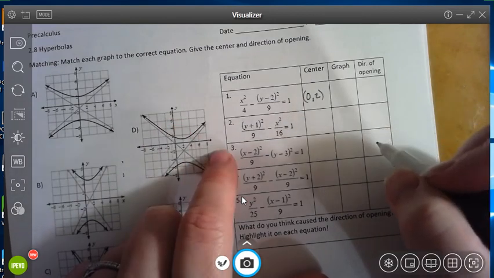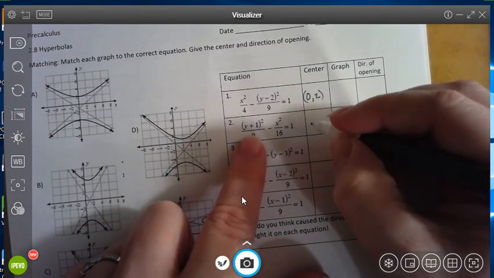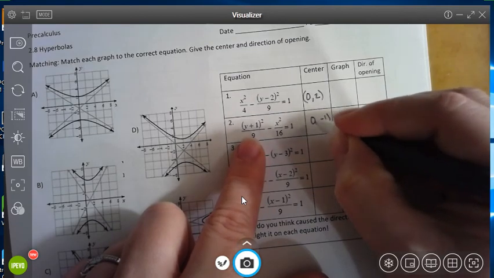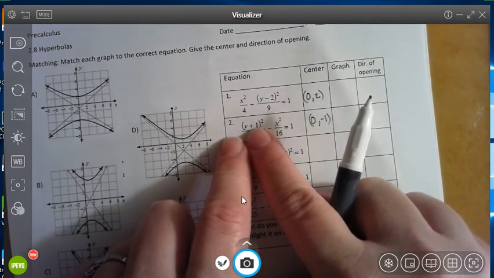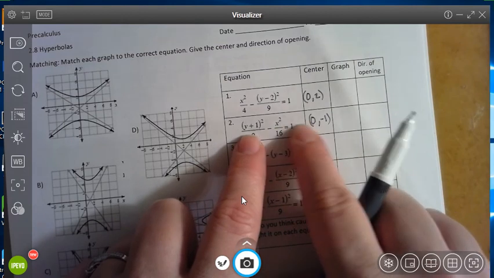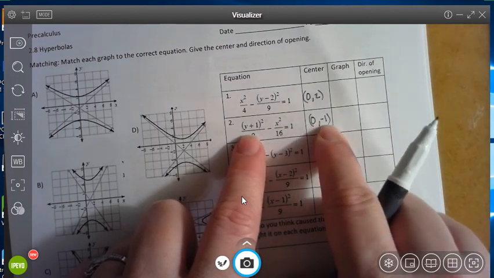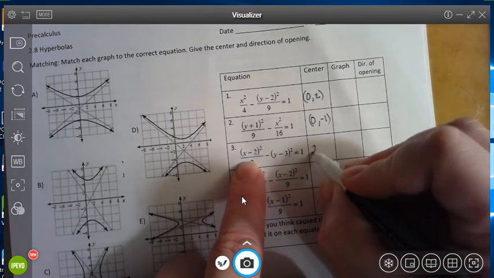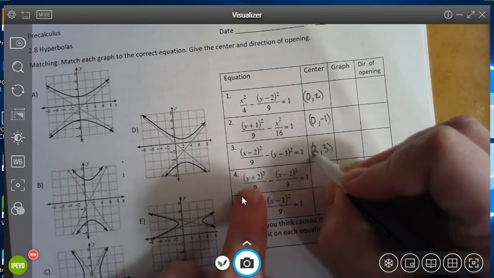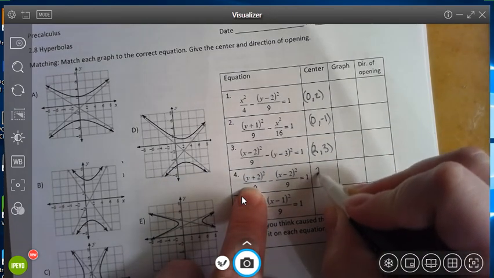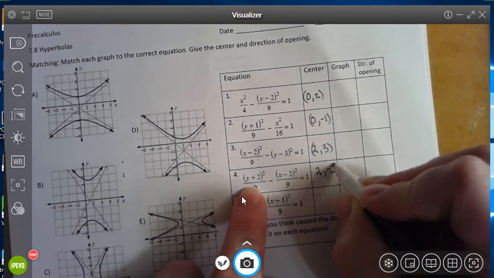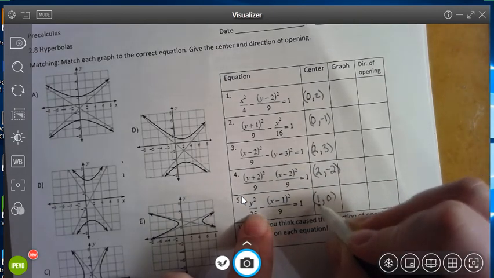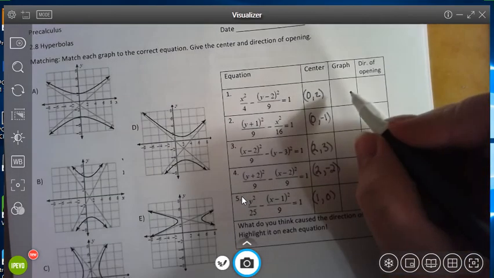You're welcome to stop the video and fill in all the centers. But they are 0, -1. And be careful on this. These flipped because what's with the x produces your x value here, or the h and k. All right? And then here the x is first, so it's 2, 3. Here the y is first, so it's 2, -2. And lastly, we have 1, 0. All right? Then we had to figure out the graph.